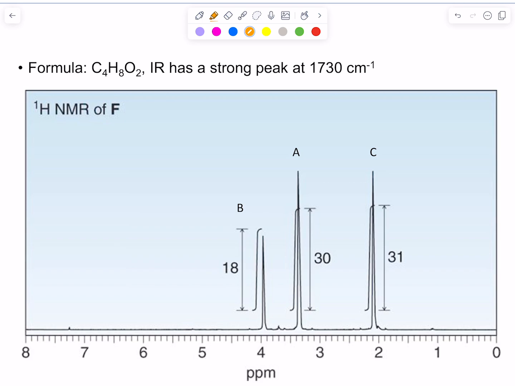Okay, now you do this one. Same formula, same IR information, different spectrum.